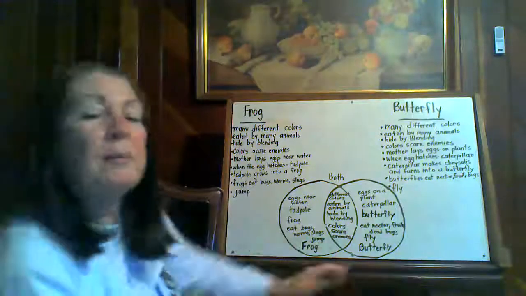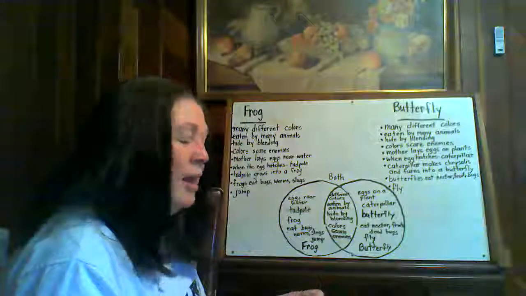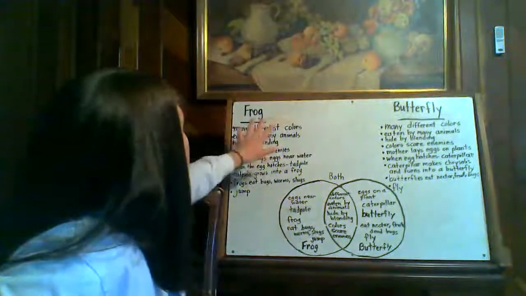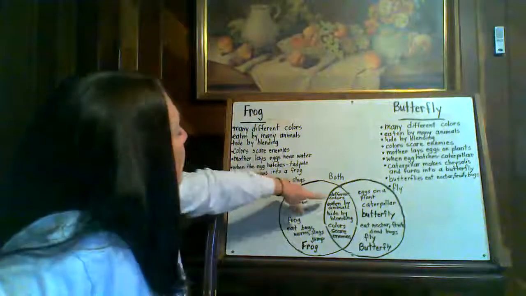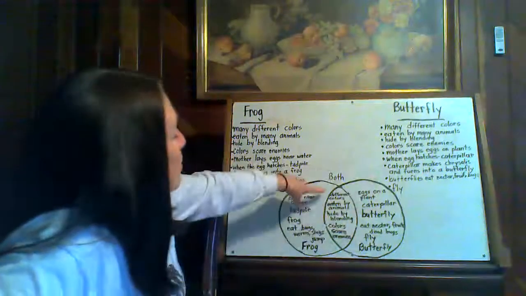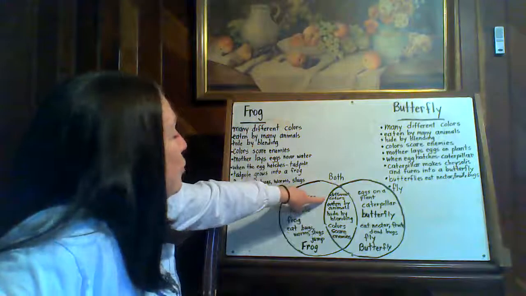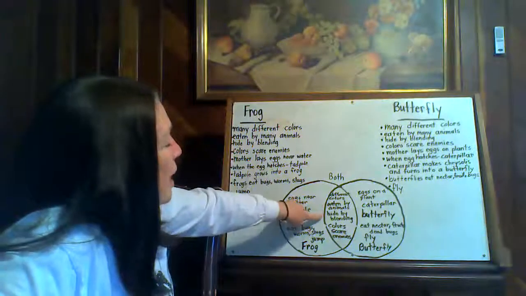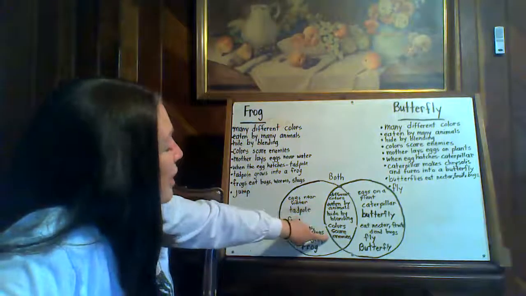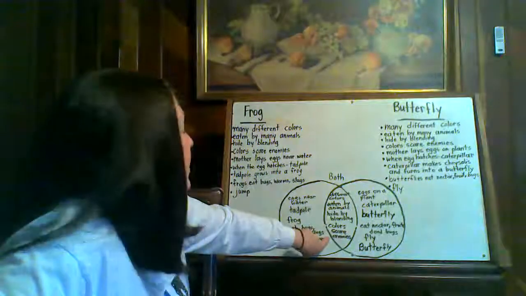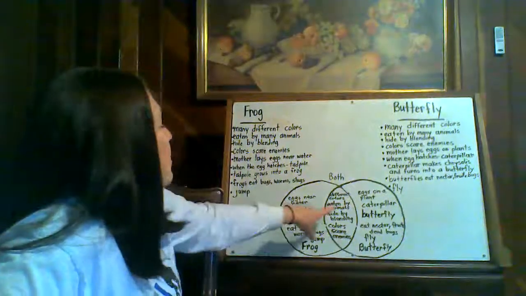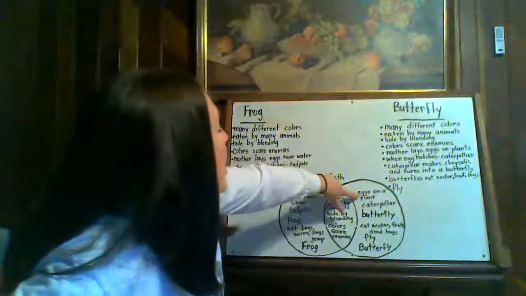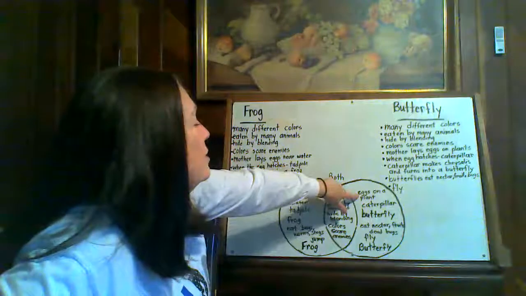So we filled out our Venn diagram now, and we found out how our two books could be alike and how they're different, because our book about frogs and our book about butterflies, they both told us that frogs and butterflies are different colors. They're both eaten by animals. They both hide by blending, and their colors scare away their enemies. But they're different because a mother frog lays her eggs near water, and a mother butterfly lays her eggs on a plant.